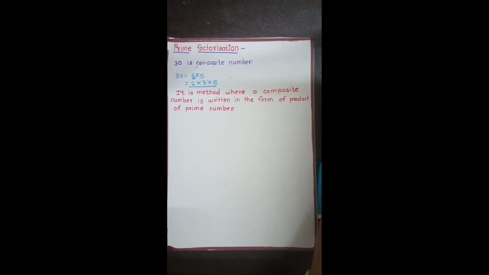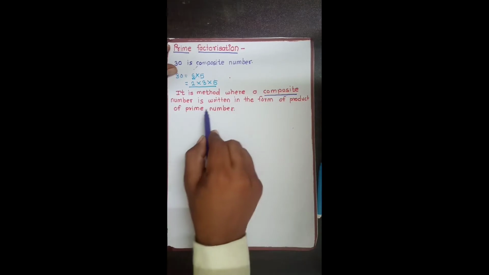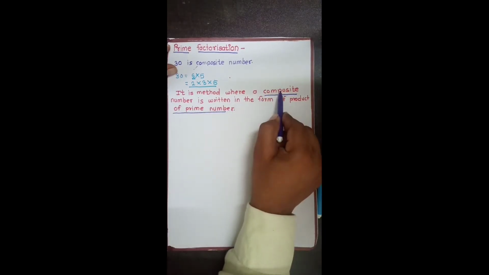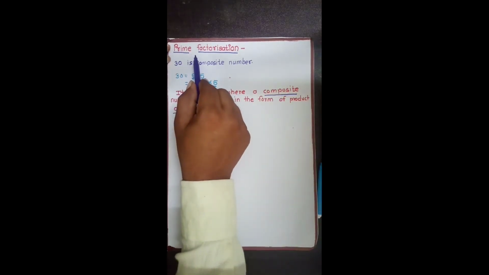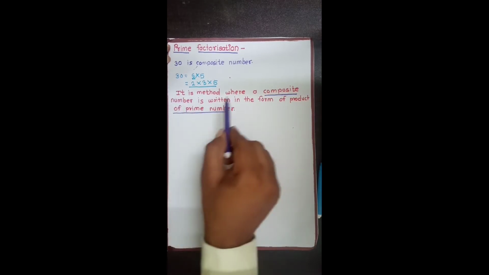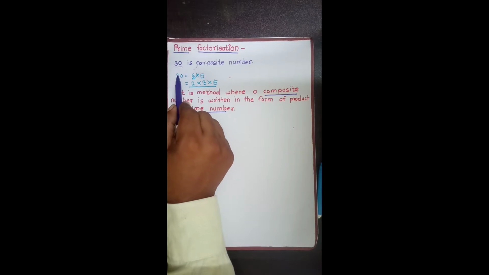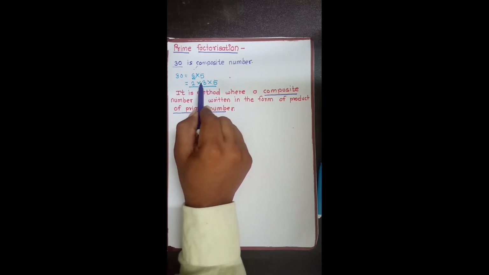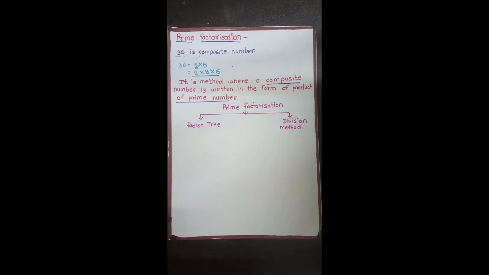So prime factorization is a method where a composite number is written in the form of the product of prime numbers. मतलब कंपोजिट नंबर को प्राइम नंबर के फॉर्म में लिखने के मेथड को क्या बोलते हैं? प्राइम फैक्टराइजेशन. ओके. सो जैसे कि देखो 30 क्या था? कंपोजिट नंबर है, तो उसको किसके फॉर्म में लिखा? 2 multiplied by 3 multiplied by 5. ऑल ऑफ देम आर प्राइम नंबर्स एंड देयरफॉर दिस इज नोन एज द प्राइम फैक्टराइजेशन.